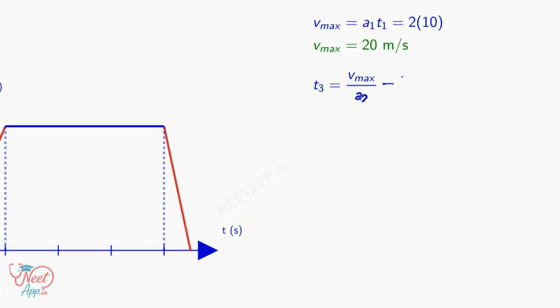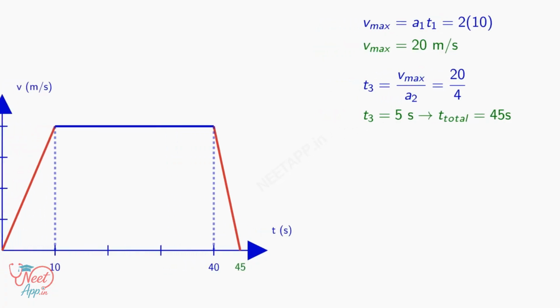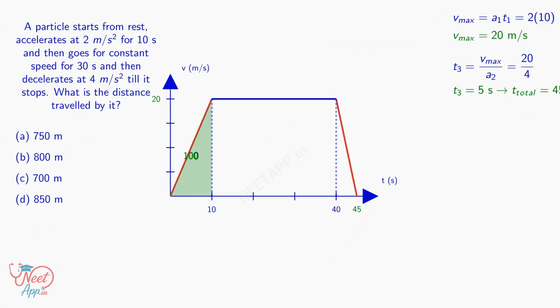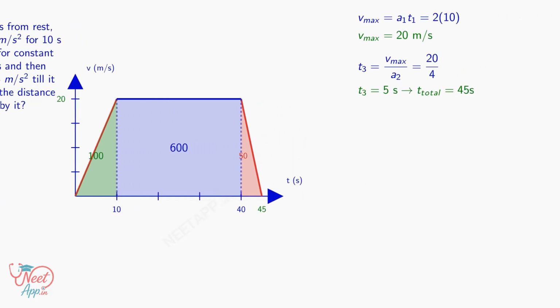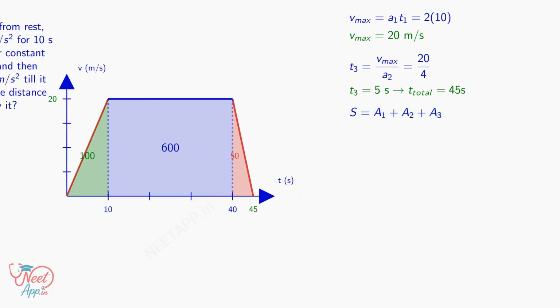Now, how long does it take to stop in stage 3? It decelerates from 20 down to 0 at 4 meters per second squared. Time is velocity over acceleration, which is 20 divided by 4, giving 5 seconds. The total distance is simply the area under this velocity time graph. Let's calculate the area of the 3 sections. The first triangle is 100 meters. The middle rectangle is 600 meters. The final triangle is 50 meters. Adding them up gives a total distance of 750 meters.